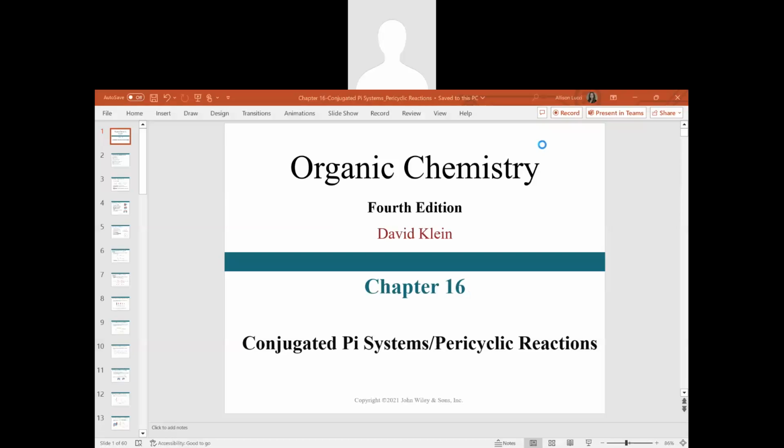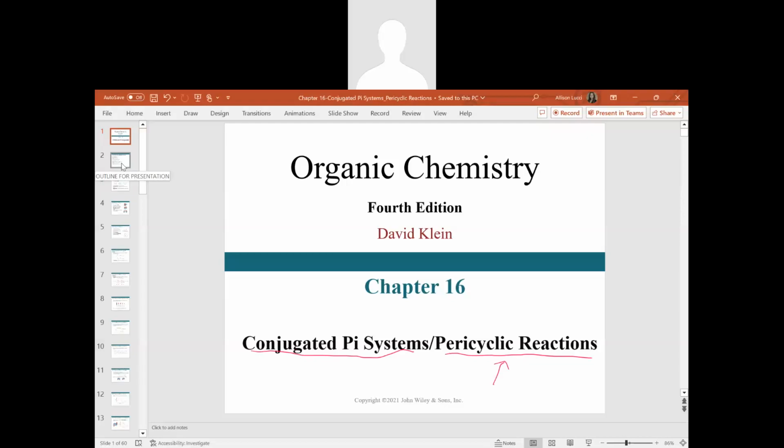For the first section of chapter 16, we're going to introduce what are referred to as conjugated pi systems. And then later in the chapter, we're going to focus on a type of reaction that we are not familiar with, pericyclic reactions. We've seen ionic reactions in the past, such as with SN1 mechanisms and carbocation intermediates. Then we saw in chapter 10 radical reactions with the initiation, propagation, and termination steps. So this type of reaction in chapter 16 will be a new type that we're introduced to.